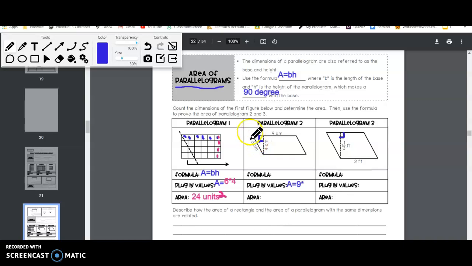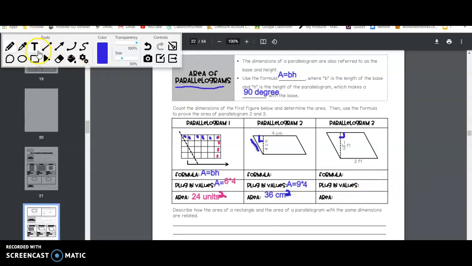This is not our height. This is the length of the side. It is not the height. The height has to create, like I said, a right angle right there. So this does not create a right angle. This is just to distract you. That's not our height. 4 centimeters is our height. So now we need to, oops, bring that down. 9 times 4. And 9 times 4 is 9, 18, 27, 36. So we're looking at 36. And what did we measure in? We measured in centimeters. So 36 centimeters squared.